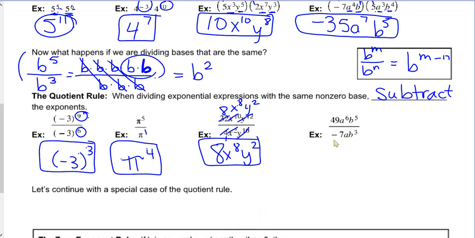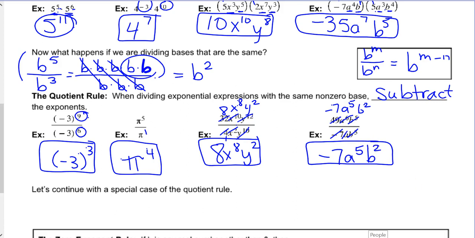Next example, negative 7 into 49. Well, if we divide those, that's what this fraction bar means to do. 49 divided by negative 7 would leave me a negative 7. Again, I have 1 a in the bottom, 6 a's in the top. 1 a is going to cancel with 1 up there, leaving 5 in the top. And 3 are going to cancel with 3 of these 5, leaving me 2. Again, subtracting 5 minus 3. Therefore, negative 7a to the 5th, b squared, or b to the second, is going to be my final answer there. Okay? All right, very good.